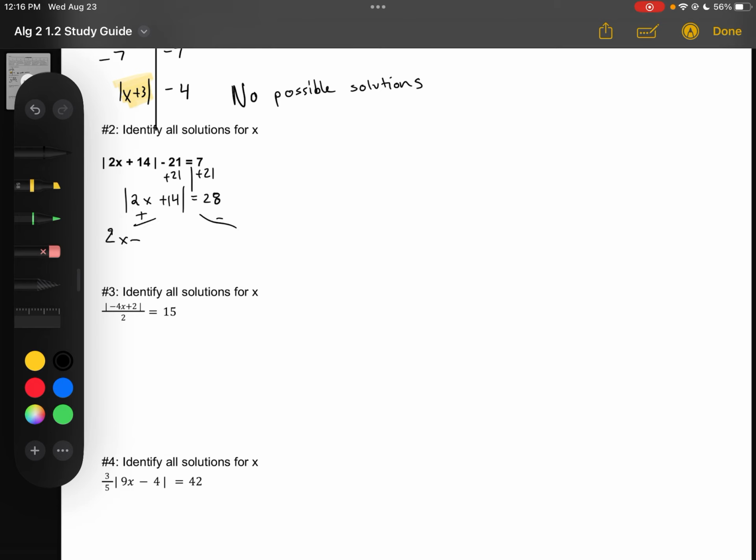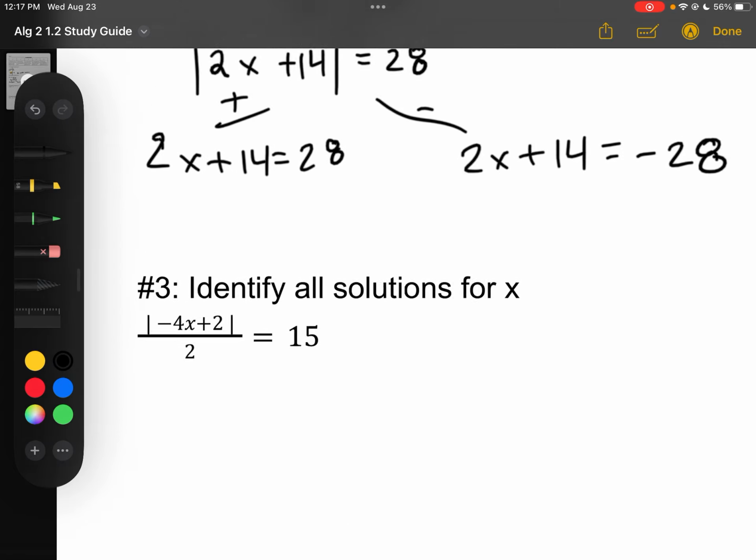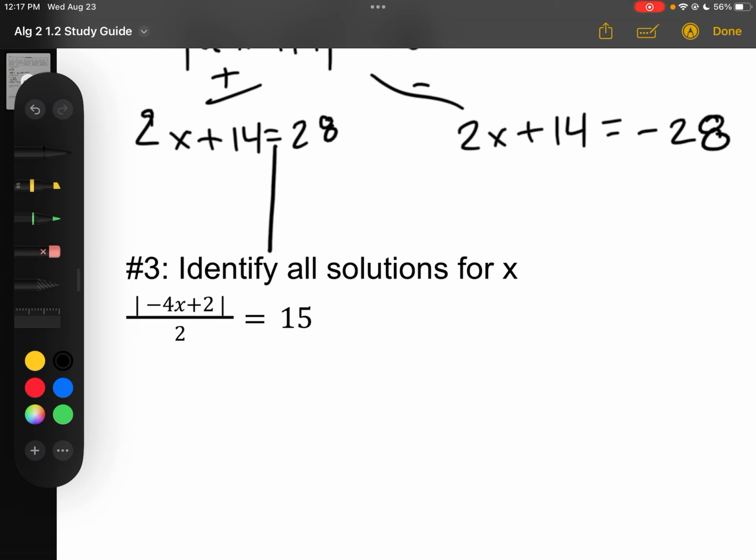So we'll have 2x plus 14 equals 28. And we'll have 2x plus 14 equals negative 28. So the negative only gets attached to one side. In this case, there's only one term on the right, so that makes sense to put it on that side. So from here, solve each of these equations individually.